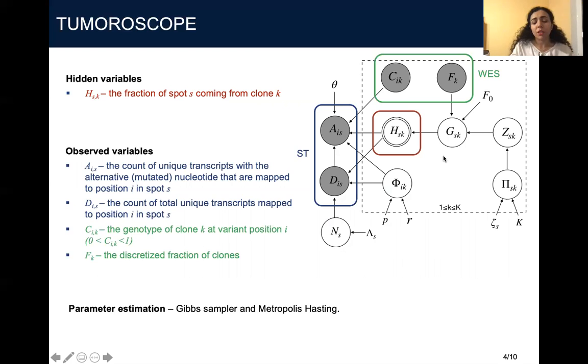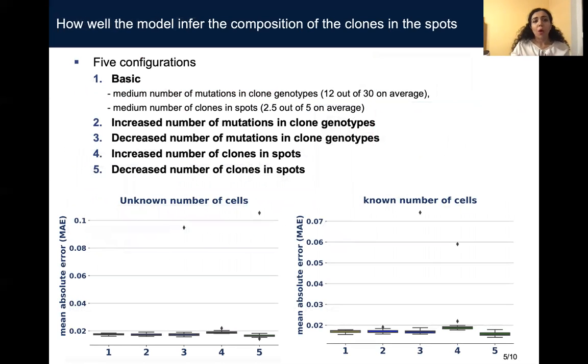We did the parameter estimation using Gibbs sampler and Metropolis-Hastings inside Gibbs sampler, and we wanted to know how well the model inferred the composition of the clones in the spots. So we used 5 different configurations. First, the basic one, which has a medium number of mutations in clone genotypes and a medium number of clones in the spots. Then we increased and decreased the number of mutations in the clone genotypes and the number of clones in the spots, and we created these 5 configurations, and you can see the results here.